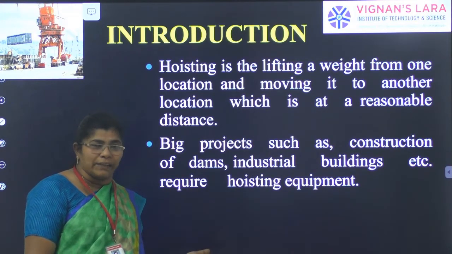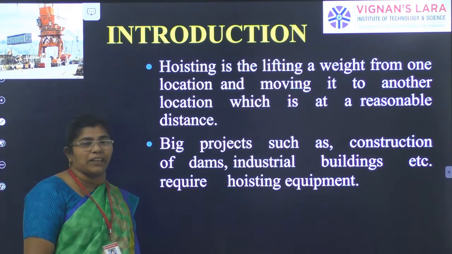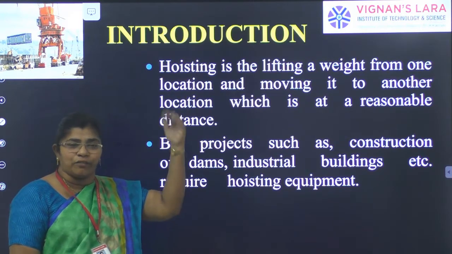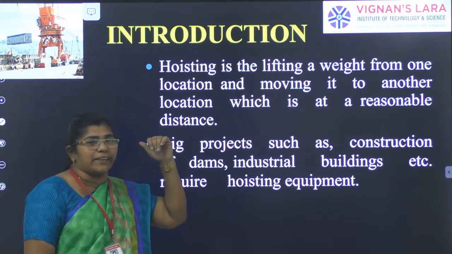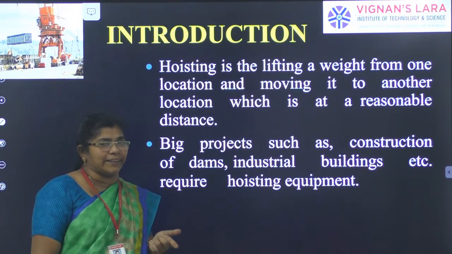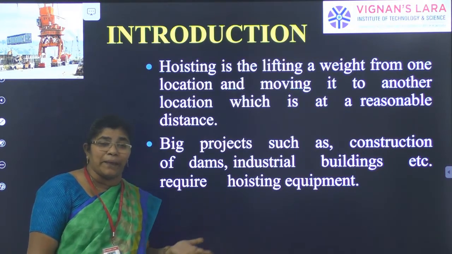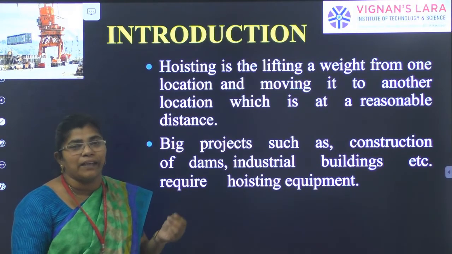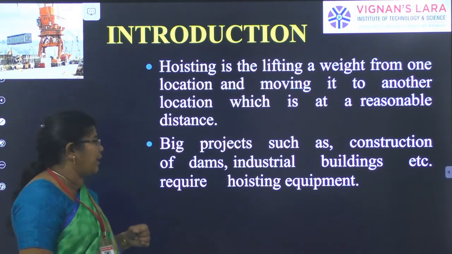For example, a lift. A lift also comes under the hoisting equipment, by which we take material to the higher floors in a vertical direction. That also comes under the hoisting equipments. Gantry girders in labs and big industries, used to lift materials, all of these come under the hoisting equipment.